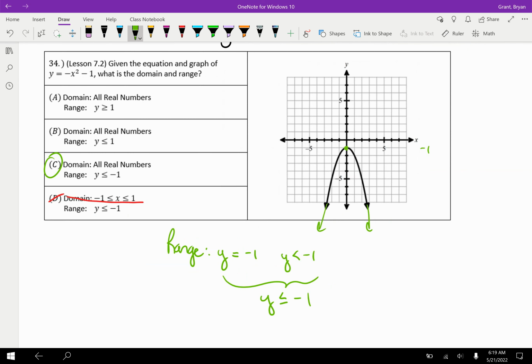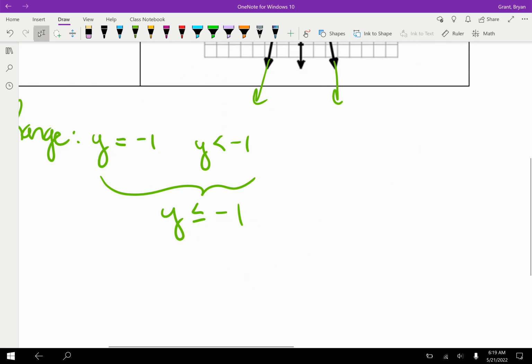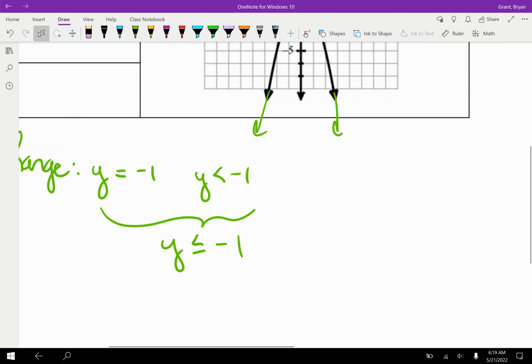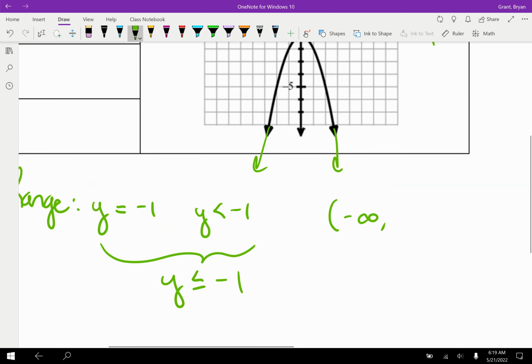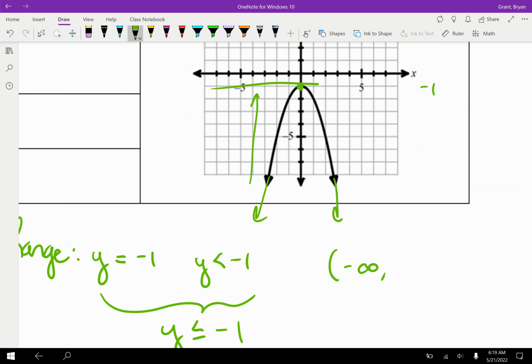If you wanted to write this in our fancy interval notation, you could also say that the lowest my graph gets is negative infinity with a parenthesis, because we can't be equal to that, and the highest it gets up here is negative 1 with a bracket, because we can be equal. But you should expect to see this notation for the most part on your Algebra 1 final. This is more Algebra 2.